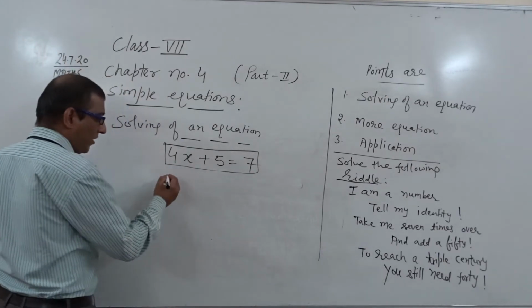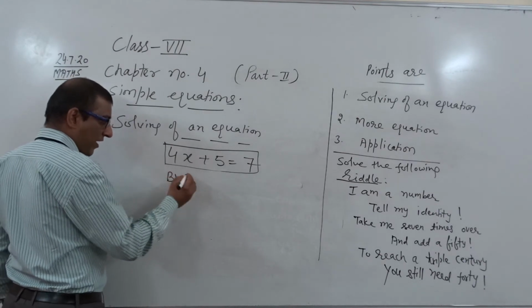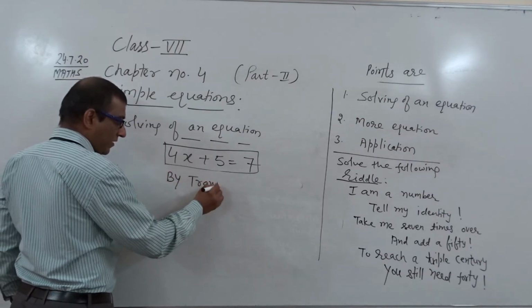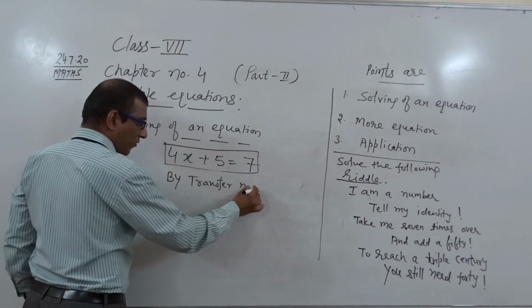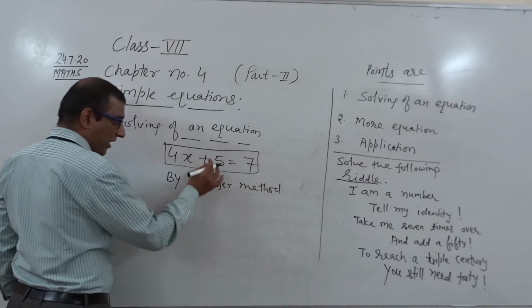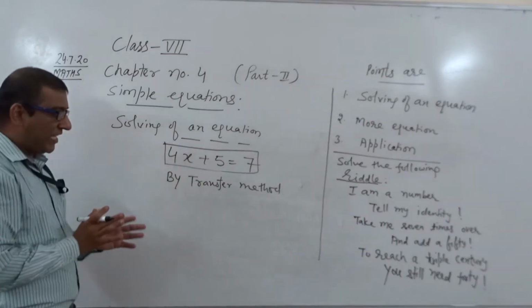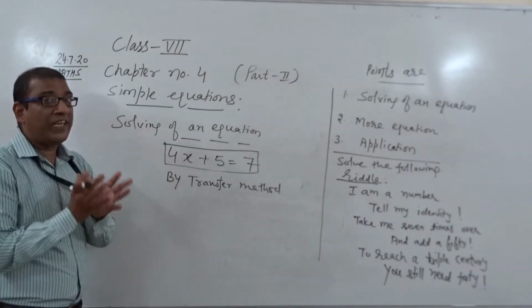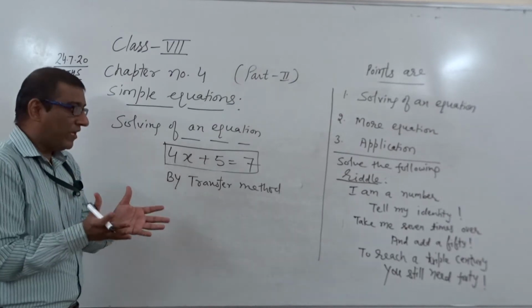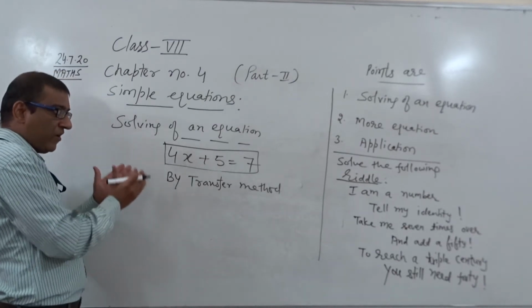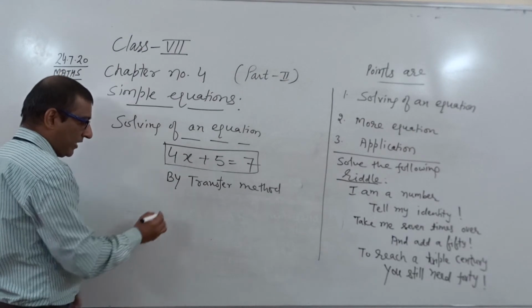So how can we do it? By the transfer method. This is the second method. By the transfer method, we will transfer this plus 5 from left hand to right hand, because the main purpose is that we have to calculate the value of the variable. We have to calculate the value of the unknown number. So first we will shift 5 from left hand to right hand by the transfer method.